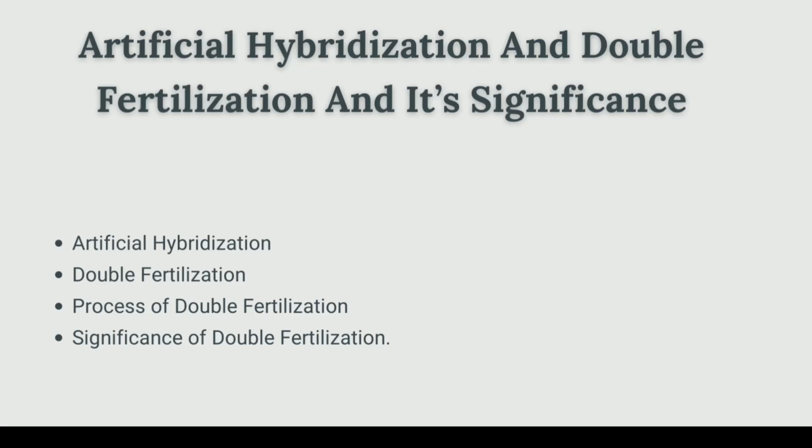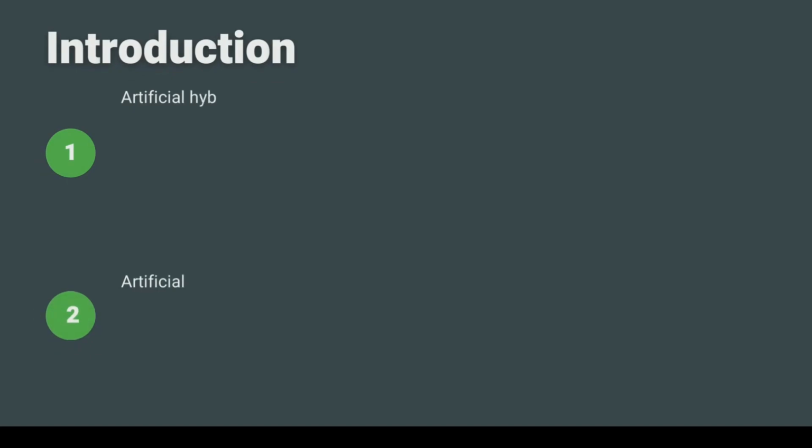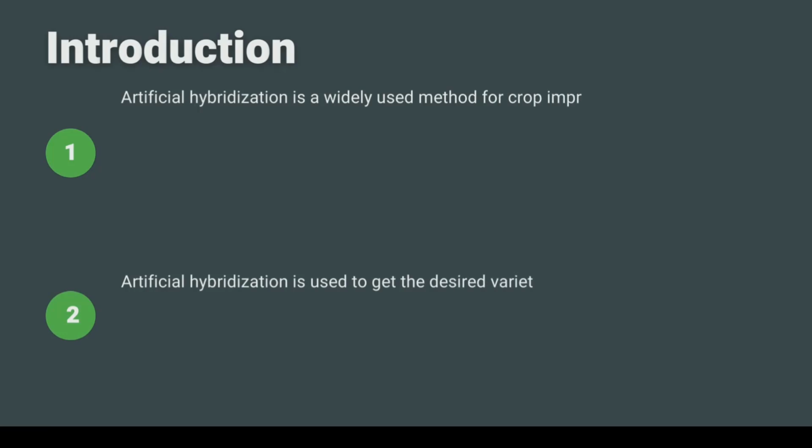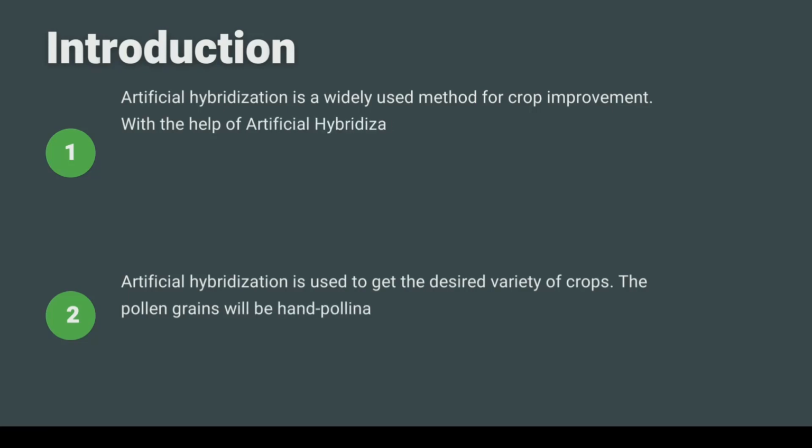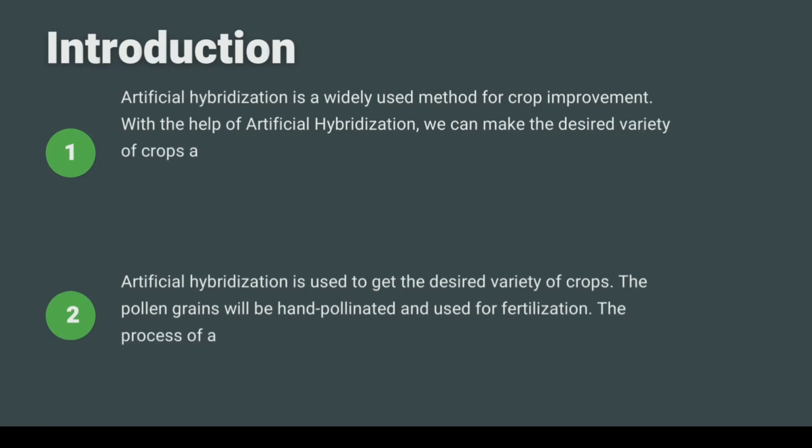Okay, so let's start from the introduction of artificial hybridization. Basically, this method is widely used. And why is it so? Because it is used for crop improvement, and with the help of this method, we can make any desired variety of crops.